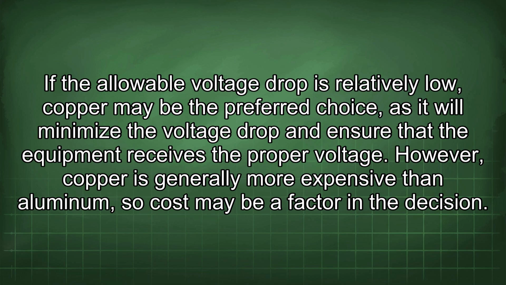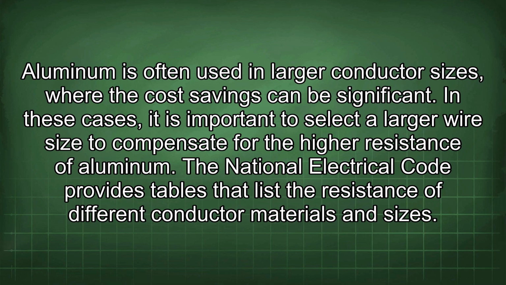If the allowable voltage drop is relatively low, copper may be the preferred choice, as it will minimize the voltage drop and ensure that the equipment receives the proper voltage. However, copper is generally more expensive than aluminum, so cost may be a factor in the decision. Aluminum is often used in larger conductor sizes, where the cost savings can be significant. In these cases, it is important to select a larger wire size to compensate for the high resistance of aluminum.